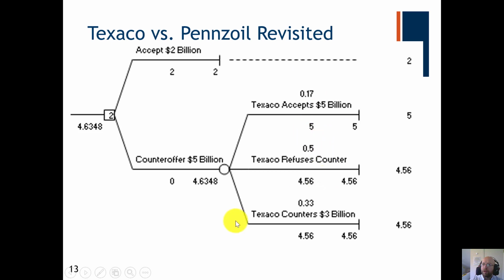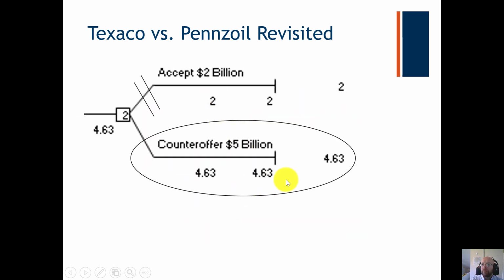Well, let's work out the expected value for this. We've got this expected value here, 4.63. Okay, let's see what goes on here. Again, we crunch this down so we can eliminate that, and then we're comparing this one to this one. Here we've got the counteroffer with 5 billion, where we're expecting to get 4.6 billion. If we accept the 2 billion, then we get 2. So in this particular case, it seems more sensible for Penzoil to counteroffer with 5 billion and see what the outcome is from that, because the 4.63 is more than the 2.